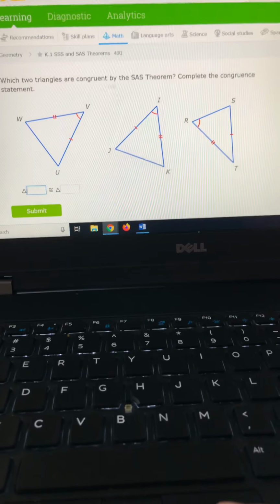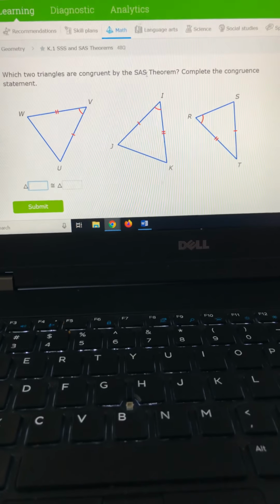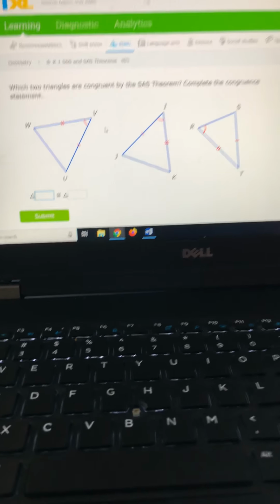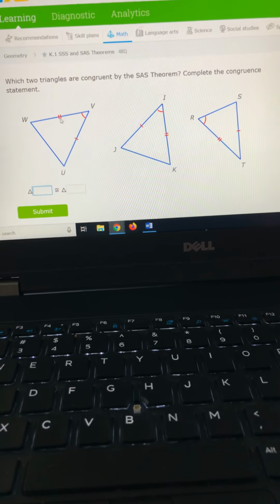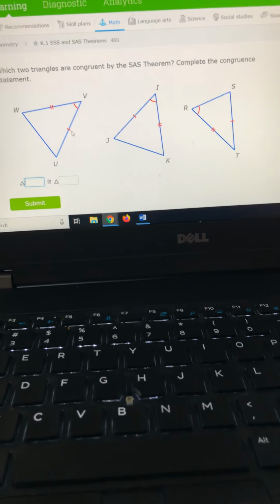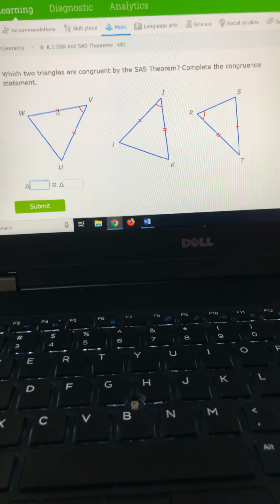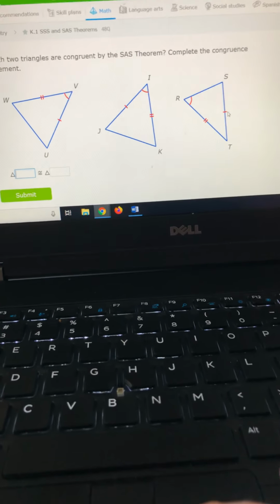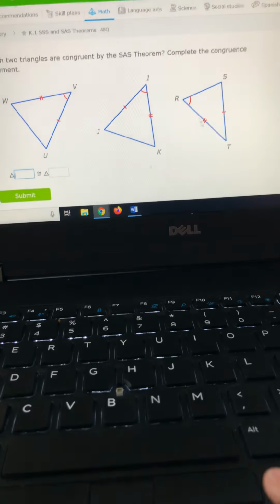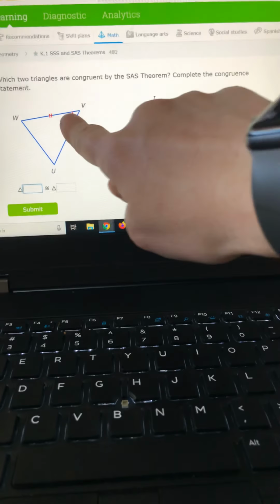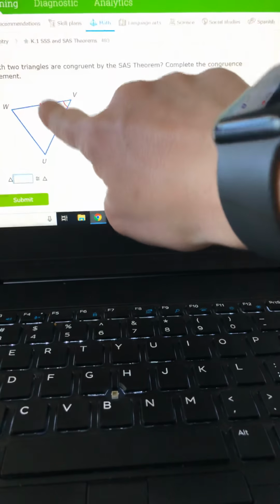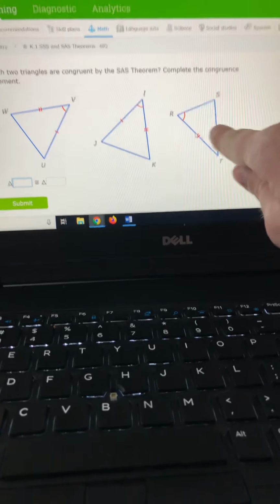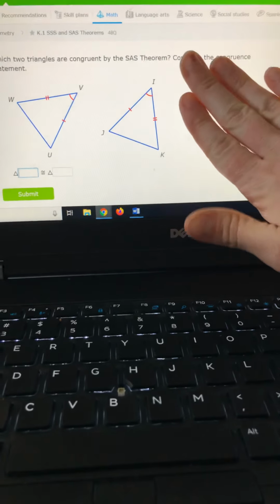All right, this one wants to know by the side-angle-side theorem. So it has to have the same markings in the same order. So let's see, 1 tick, 1 arc, 2 tick. 1 tick, 1 arc, 2 tick. 1 tick, 2 tick, 1 arc. Okay, this guy is the oddball because these 2 both have the angle connecting our sides. These sides are not connected by the angle, so he is gone.